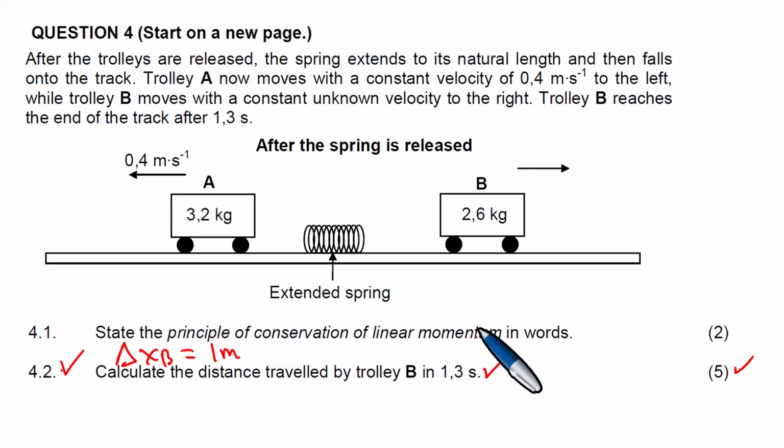But let's just look at it together. First and foremost, because we know that this is a momentum situation, there are a couple of things we need to look at. Trolley A now moves with a constant velocity of 4 meters per second to the left, while trolley B moves with a constant unknown velocity to the right. Trolley B reaches the end of the track. So when it reaches the end of the track, it means a couple of things, and so what we're going to have here is the summation.